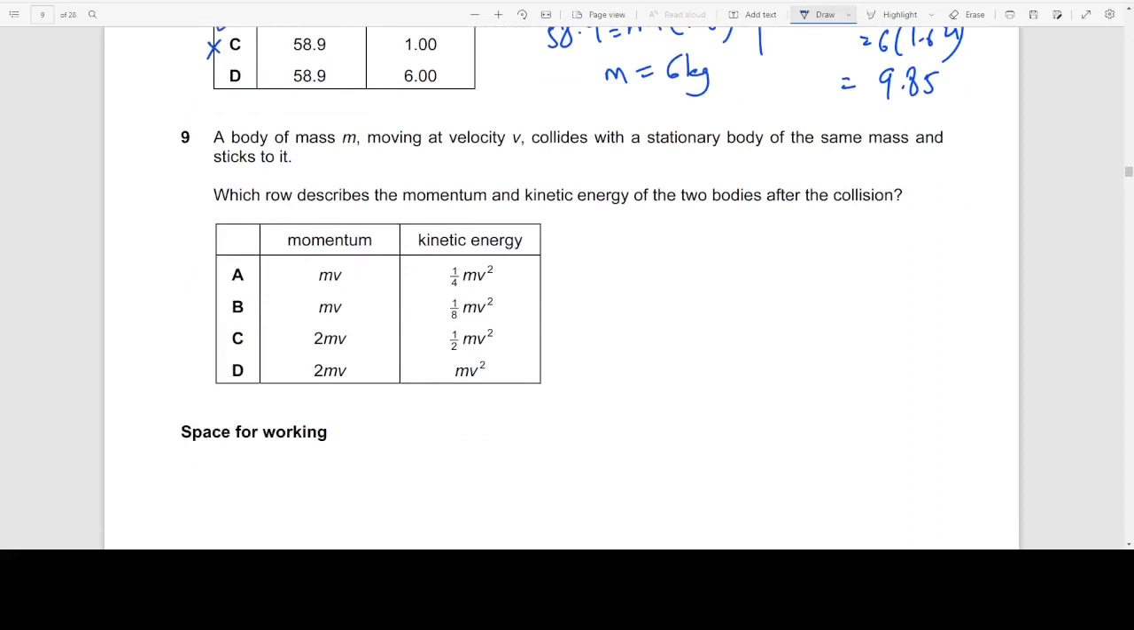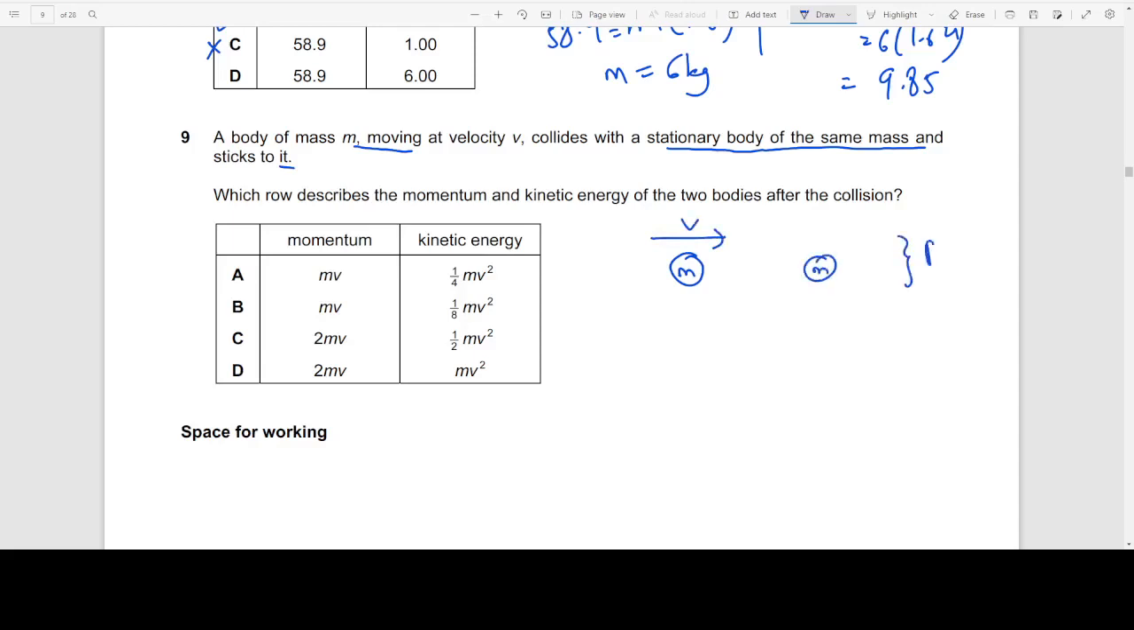A body of mass m moving at velocity v collides with a stationary body of the same mass and sticks to it. Which row describes the momentum and kinetic energy of the two bodies after the collision? So, a body of mass m collides with a stationary body of the same mass and sticks to it. So, we have this body of mass m which is moving with velocity v.